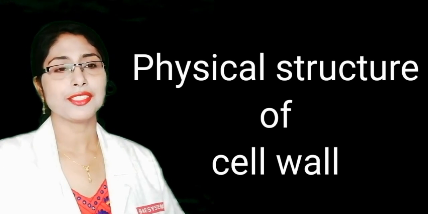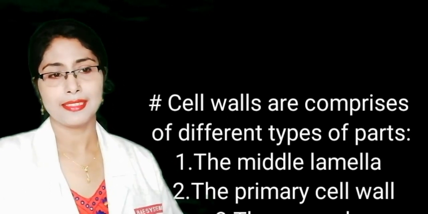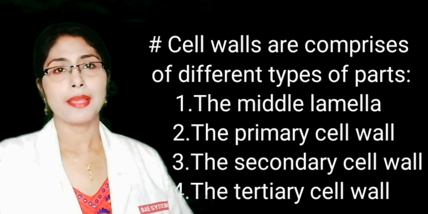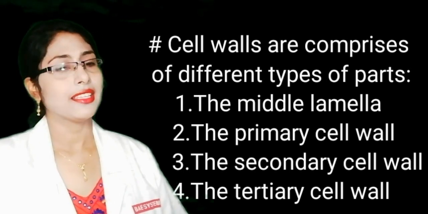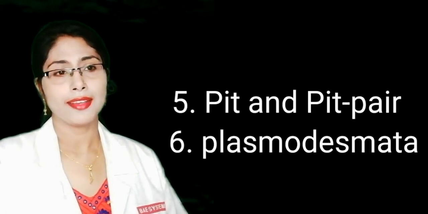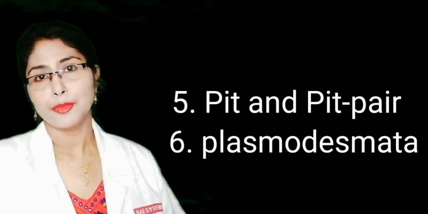Okay, now physical structure of cell wall. Cell wall comprises different types of parts. Number 1, middle lamella. Number 2, the primary cell wall. Number 3, the secondary cell wall. And number 4, the tertiary cell wall. We have to add another points. Number 5, pit and pit pair. And number 6, plasmodesmata.